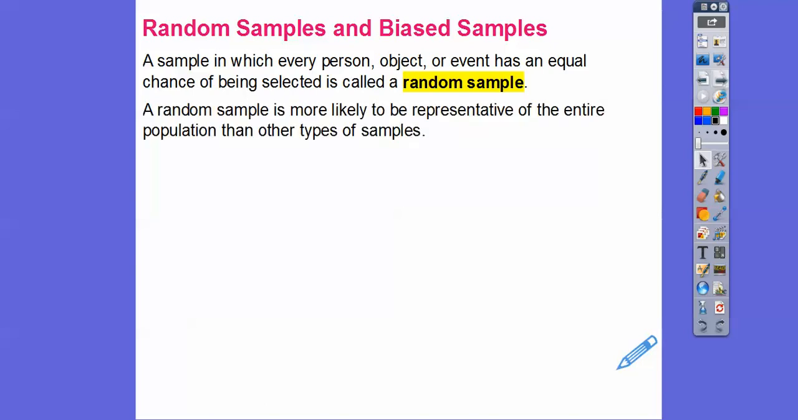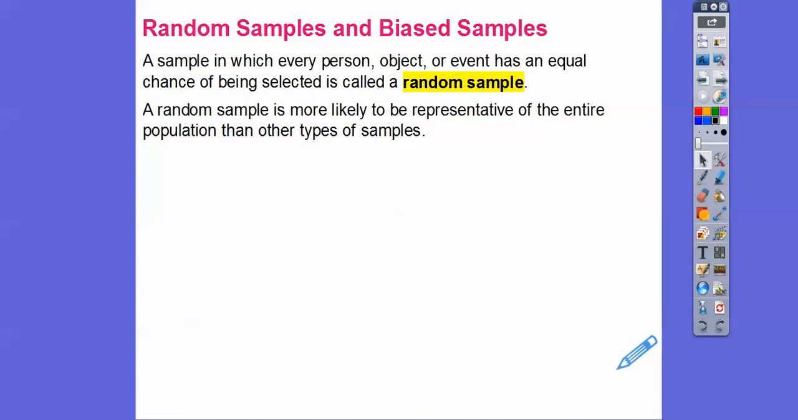Okay, so random samples and biased samples, you guys. A sample in which every person or object or every event has an equal chance of being selected is called a random sample. And anything with the word random is a good sample for your population. And the bigger your sample is, the more accurate it gets.